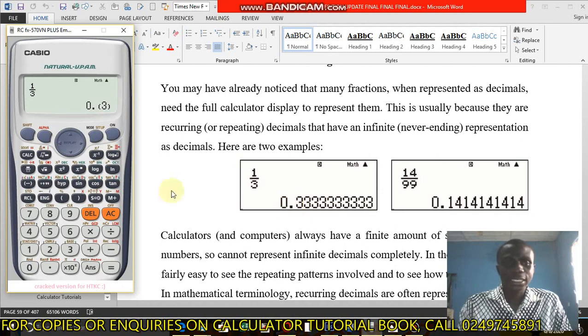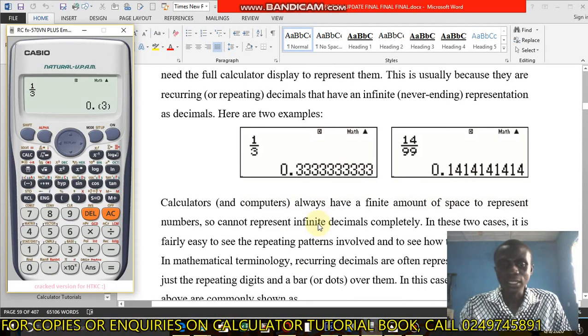Now, what is happening? What you are seeing right now means that the 3 is recurring. So anytime you see this, you should know that this is a recurring decimal. So 1 over 3 is a recurring decimal.